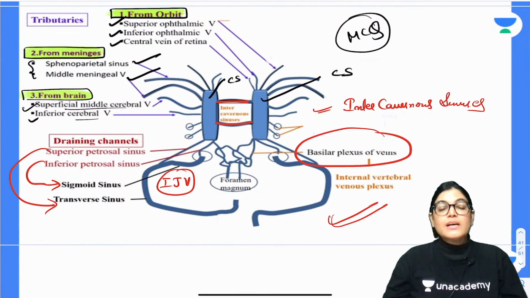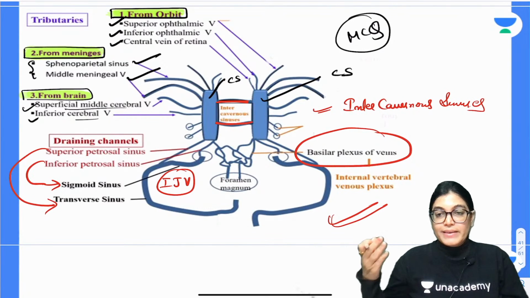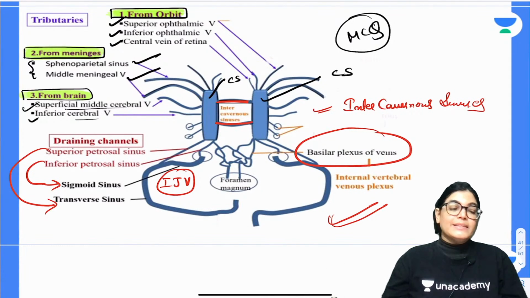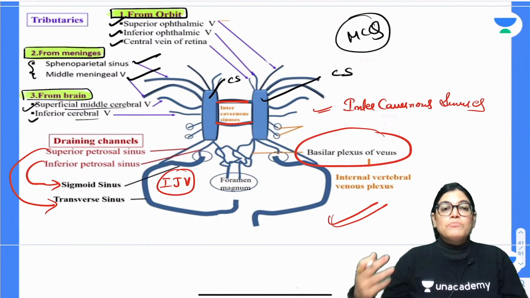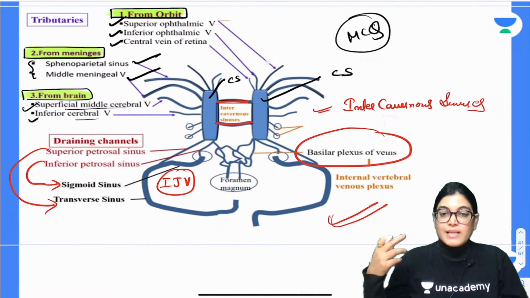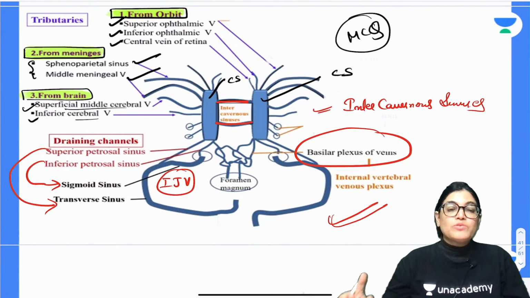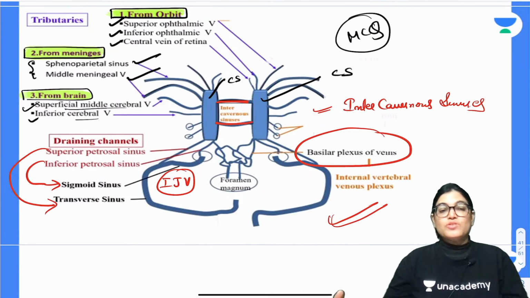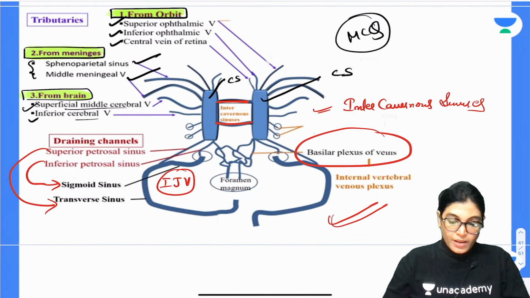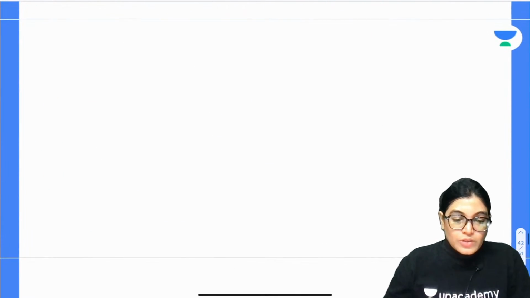Or they can give you various options and ask directly: it receives blood from which sources? Then you have to avoid marking the draining channels as the answer. Why? Because they lie in communications and draining, but the direct tributaries are from three sources: orbit, meninges, and the brain. Yeah, done with this.